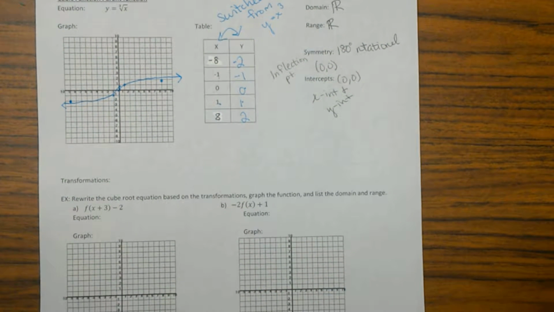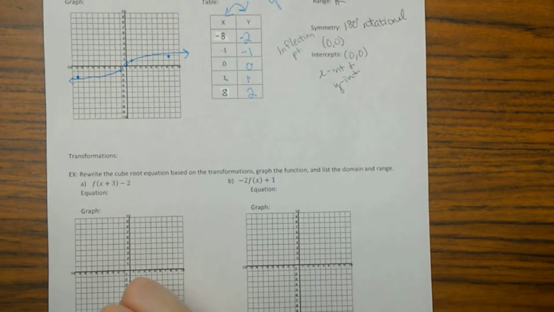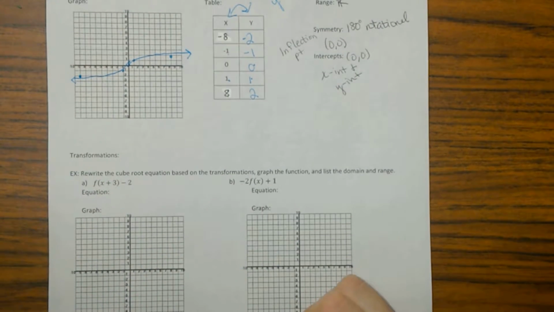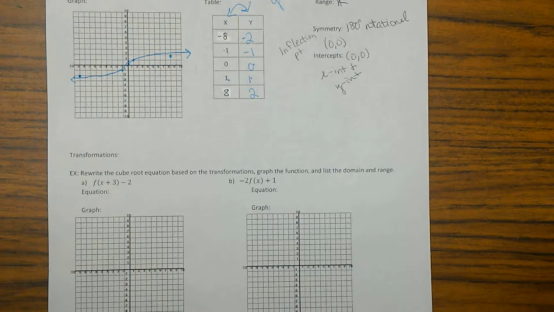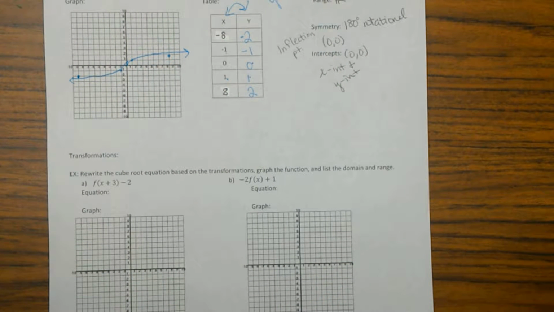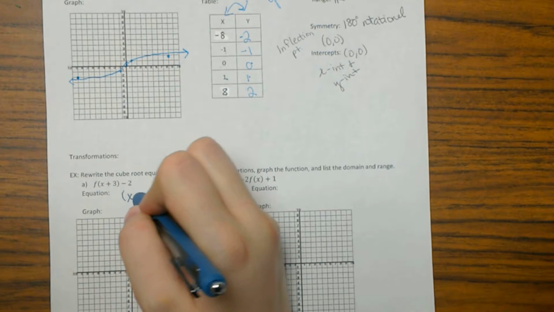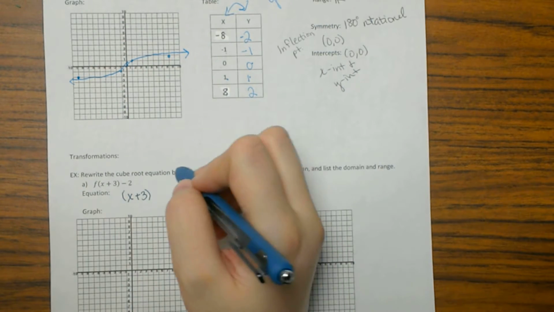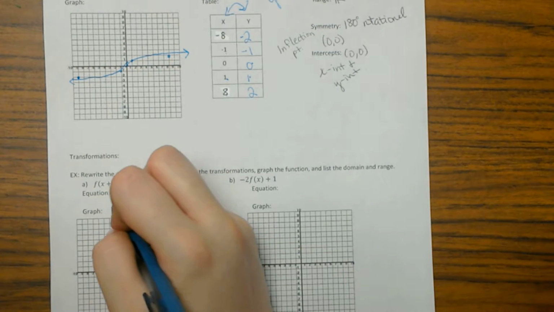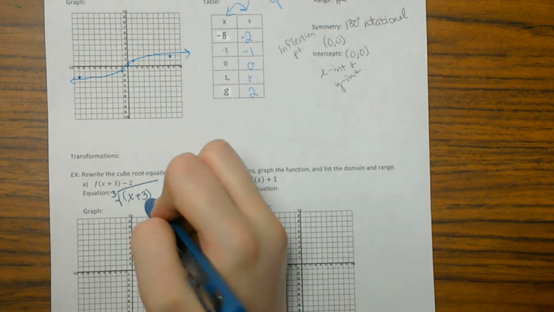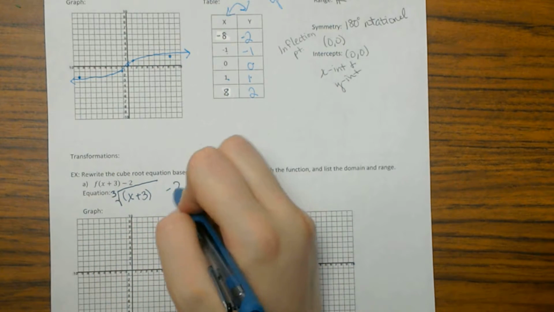So then transformations. So this is rewrite the cube root equation based on the transformations, graph the function, and list the domain and range. So domain and range, all real numbers. I'm going to rewrite the function rule as an equation. So I need parentheses, x plus 3. The function here is the cube root. So the cube root of x plus 3 minus 2.